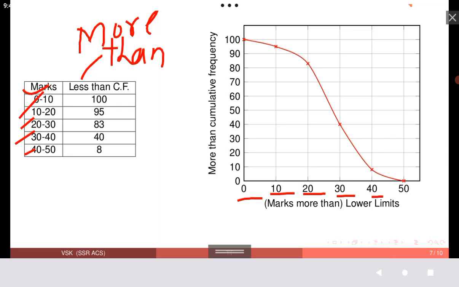And for one more class we'll take 50. So we'll write here 50. So we are considering one more class here, 50 to 60, and we are taking its lower limit as 50 and we'll mark at 0.